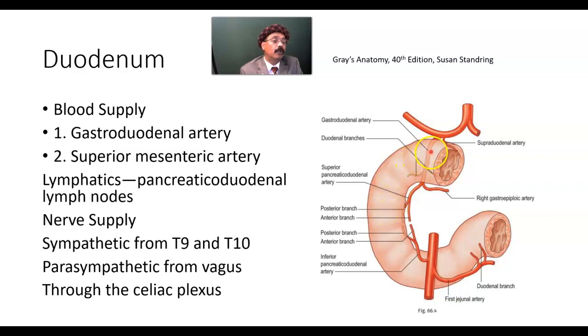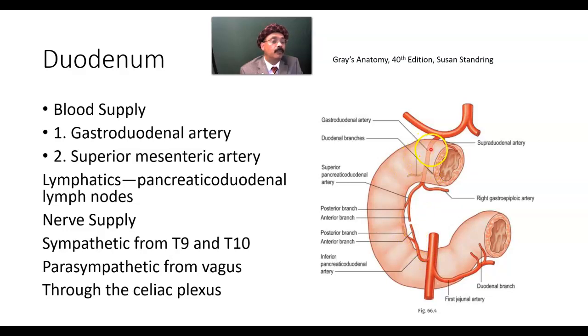This part has blood supply from the celiac trunk. There is the gastroduodenal artery, a branch of the common hepatic artery, which is a branch of the celiac trunk. The lower part, the third part, the lower half of the second part, and the fourth part get blood supply from the inferior pancreaticoduodenal artery. It has an anterior and posterior branch.